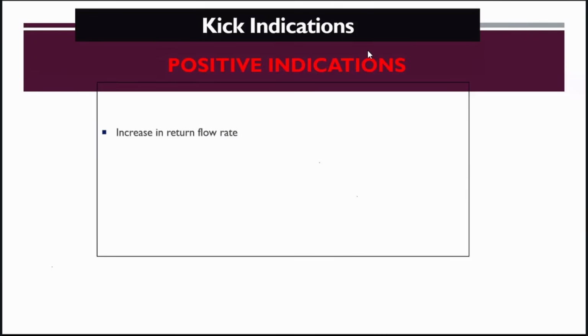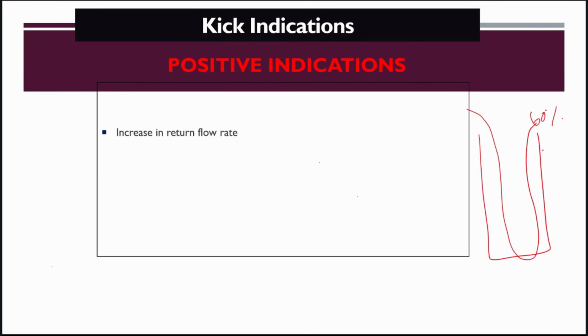Those were warning signs, but there are also positive indications. Positive indication means you don't need to flow check, because certainly the well is flowing. If your return flow rate increased, for example you are drilling and your return flow was 60%, but now suddenly it becomes 70% or 80%, then where is this extra flow coming from? Obviously from the well. This is a positive indication. So don't waste time on a flow check, just shut in the well directly.